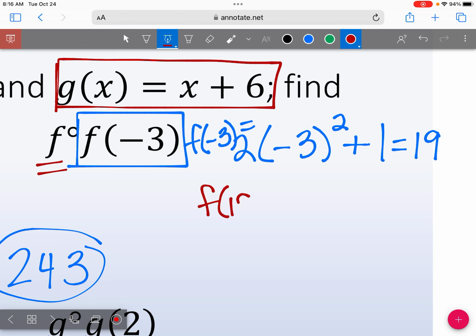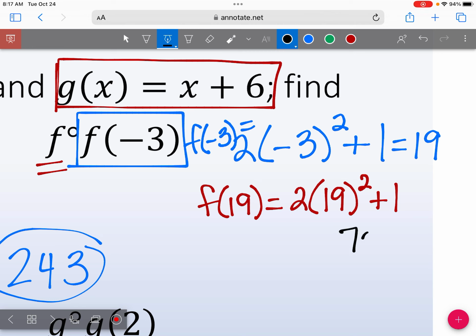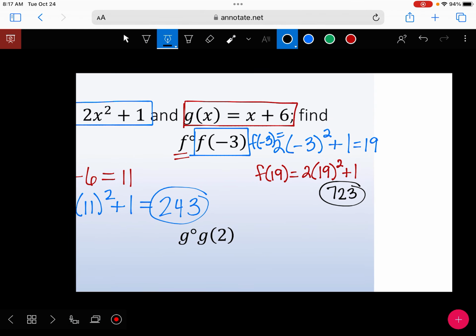So we're going to find F of 19, which would be 2 times 19 squared plus 1. Type that in your calculator. And what did you get? 723? Is that what you all got? I don't remember getting that first time, but I'm going to trust y'all. Okay. All right, so now let's do our next 2.